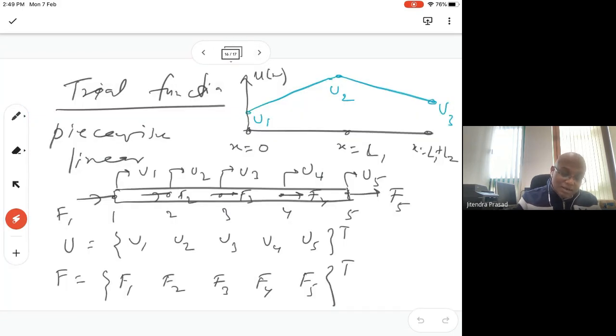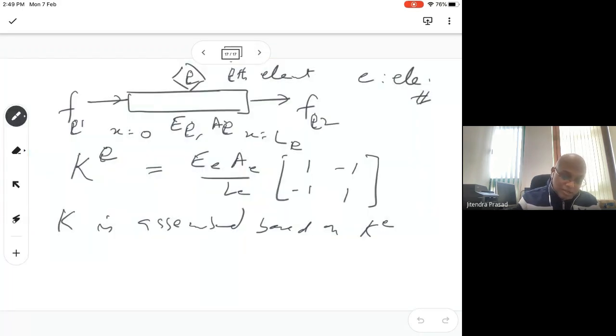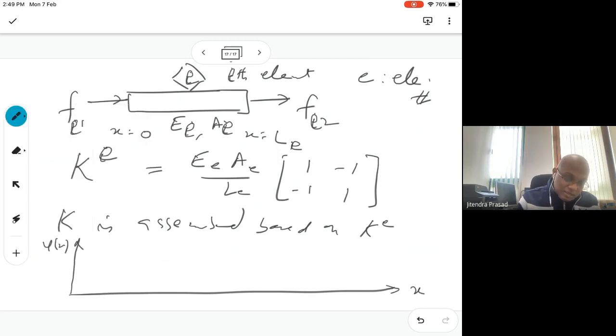Now in this case, the solution that you get: if you have x here and you have u(x), you get a solution which will be like this, depending on the loading.